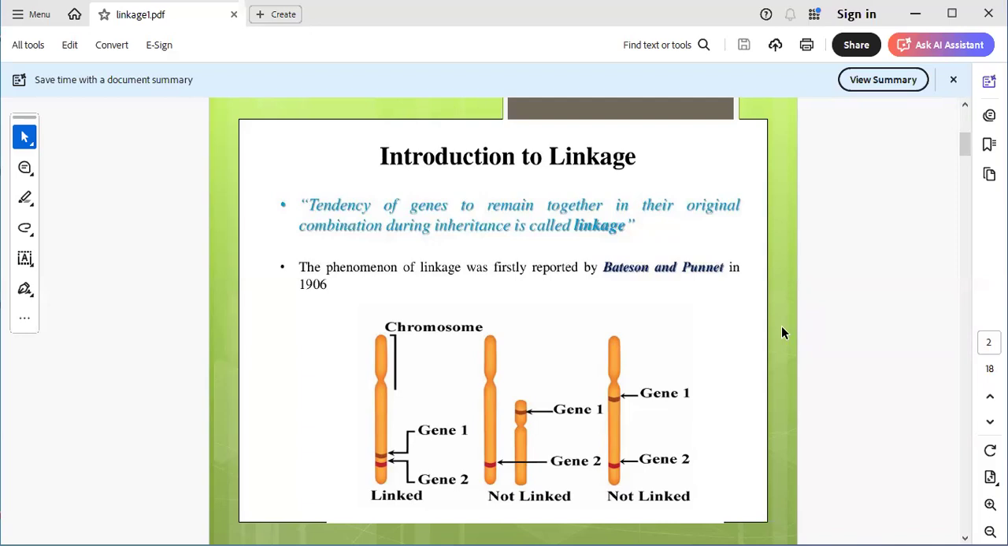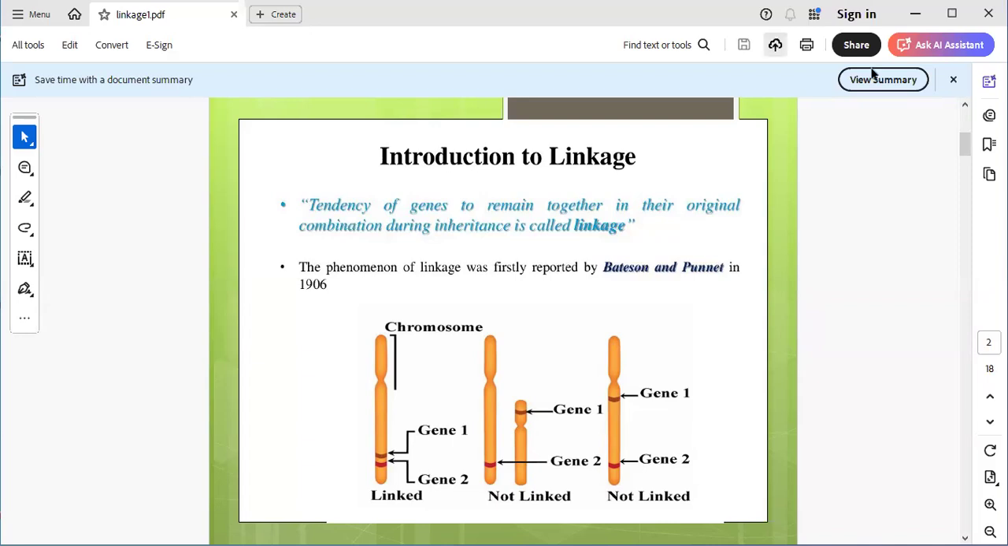The genes are carried through the gametes. At the time of sexual reproduction, meiosis takes place and two homologous chromosomes are separated. These two homologous chromosomes contain genes which are arranged in a sequential order. Whatever genes are very closely arranged together are inherited together and carried into the gamete. When the gametes are united, we get the zygote. In the zygote and before gamete formation, the same order and the same distance of the genes is maintained. So the tendency of genes to remain together in their original combination during inheritance is called linkage. This phenomenon of linkage was first reported by Bateson and Punnett in 1906.